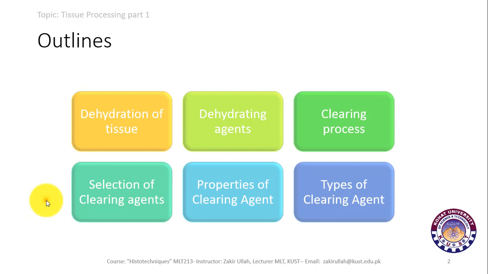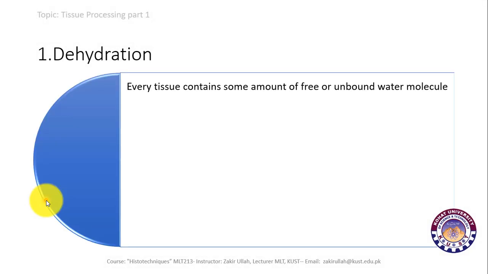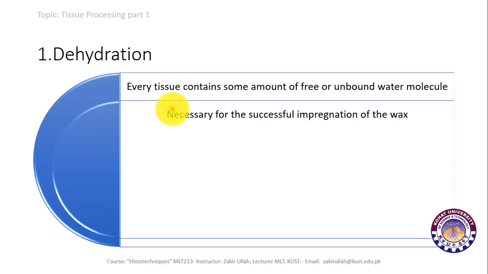So, dehydration is the process in which water is removed from the tissues. This process is performed because every tissue contains some amount of free water or unbound water molecules, and the removal of this water, the dehydration of the tissue, is necessary for the successful impregnation of paraffin wax into the tissues.